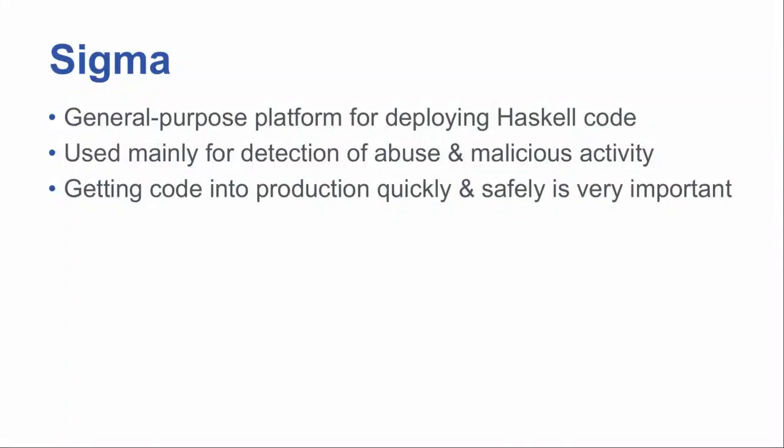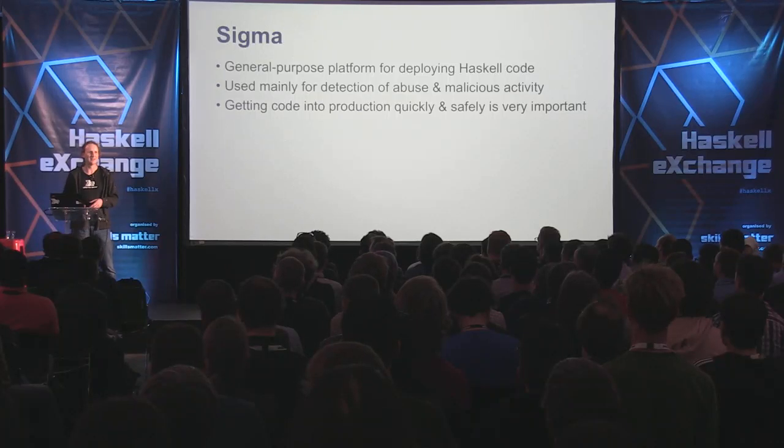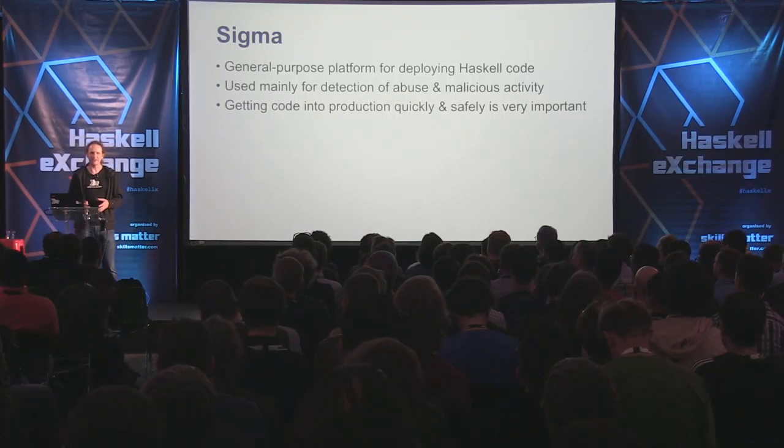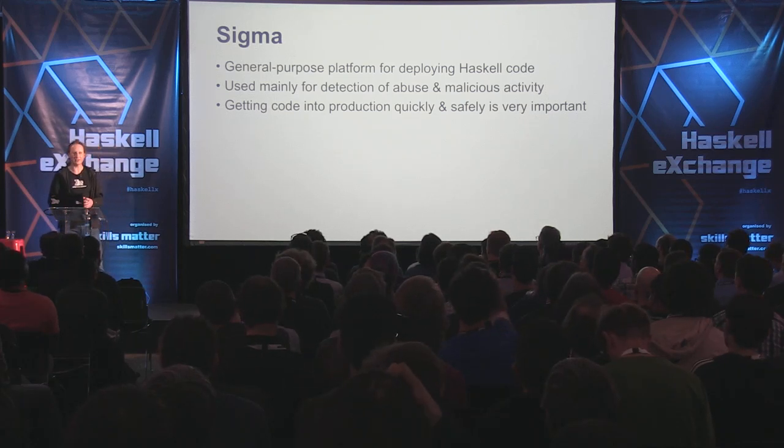So I'm going to have to talk a little bit about Sigma, which is the platform where we use this really in anger. Sigma nowadays is a general purpose platform for deploying Haskell code inside Facebook. I used to say that Sigma was a rule engine, or a spam filtering engine, or something like that. But nowadays we've generalized things to the point where you can just ship any code at all on Sigma. So teams inside Facebook, if they want to ship some code and make it available to other services running within our infrastructure, can just check it into Sigma, and then it will be deployed and usable from anywhere. Right now, it's used mainly for detection of abuse and malicious activity.